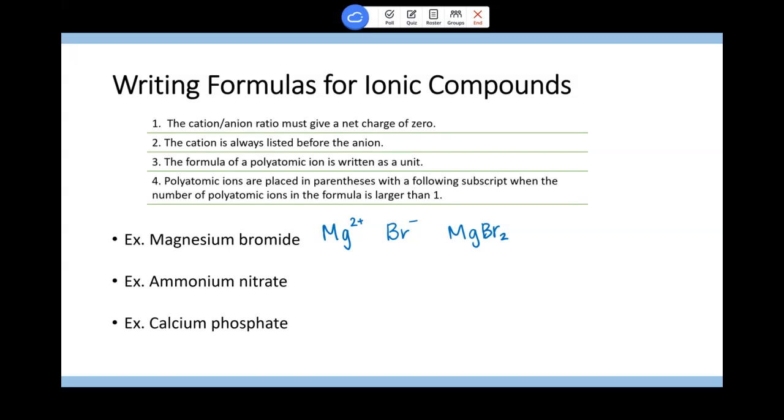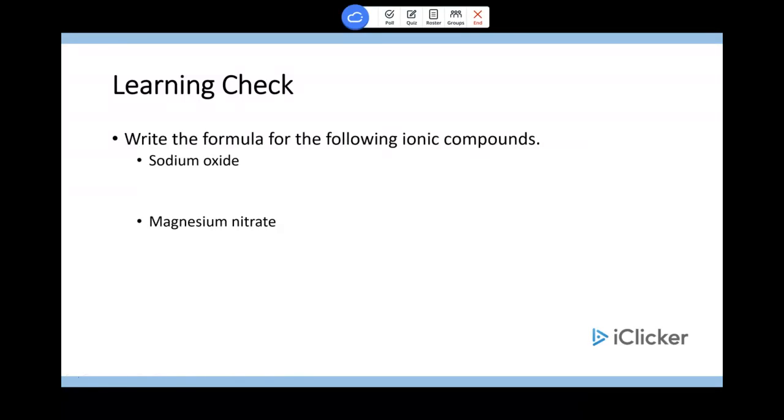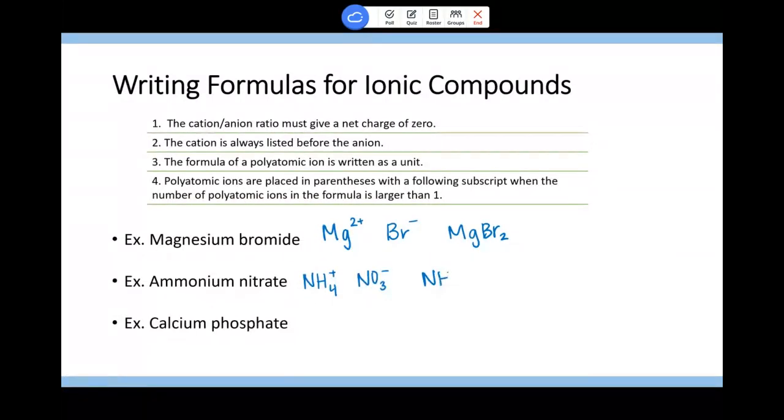The next one we have is ammonium nitrate. Both of these are polyatomic ions, so we look to our list of polyatomic ions to find the charges. Ammonium, this is a good one to just commit to memory, is NH4+. Nitrate is NO3-. We have +1 from NH4 and -1 from NO3, so these are balanced already, and we write NH4NO3.